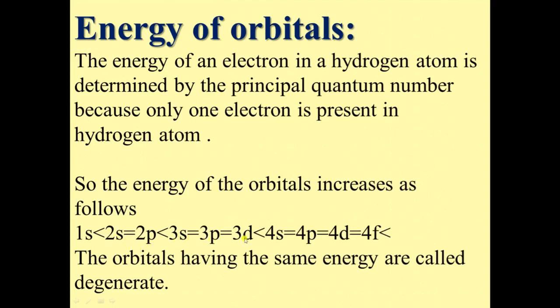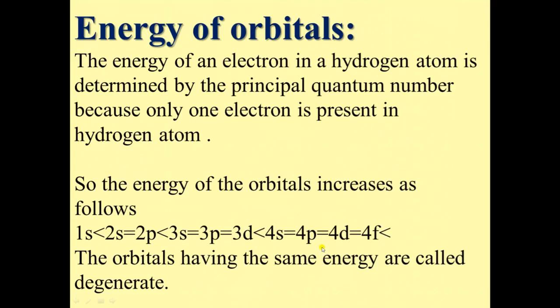In third shell, three orbitals are possible, 3s, 3p, 3d. And energy of these three orbitals are same. In the same way, in fourth shell, 4 orbitals are possible, 4s, 4p, 4d and 4f. And energy of these orbitals are same. Now this order is only for hydrogen atom because only one electron is present in hydrogen atom.